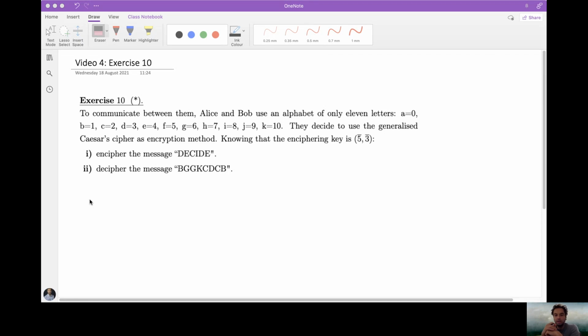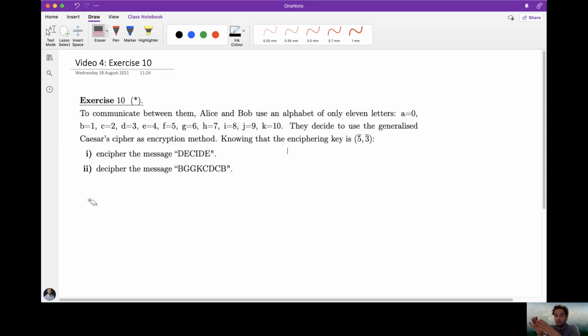Hello everyone. In this fourth video of chapter 2, we're going to solve one of the exercises of the lecture notes, exercise 10 that I'm sharing here with you. This in principle is a very simple exercise whose main goal is for you to check that you've understood the main notions, the main definitions.